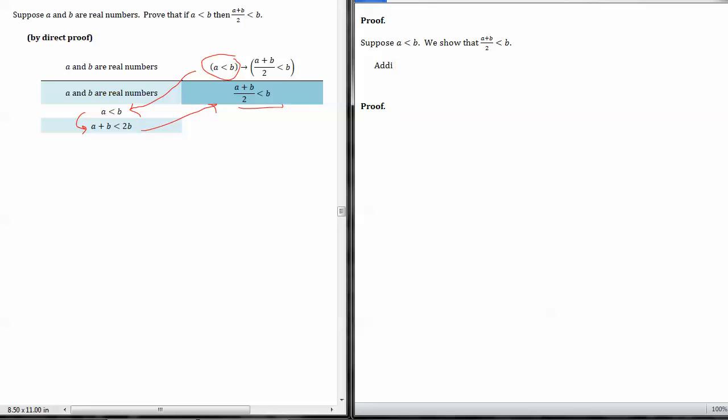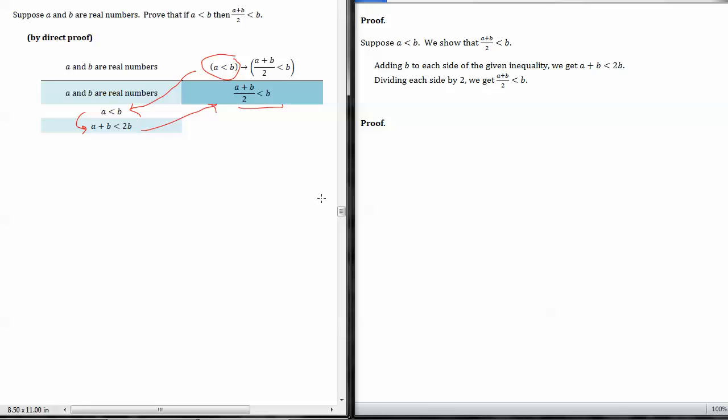So first we'll say adding B to each side, and I want to explain that it's this inequality I'm adding B to each side of, so I'll say each side of the given inequality, not the one we're trying to prove. We get that A plus B is less than 2B, and then dividing each side by 2, we get what we want, namely (A plus B)/2 less than B. Okay, and that finishes that proof.